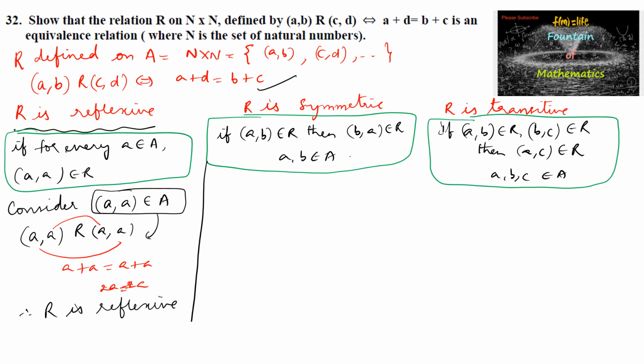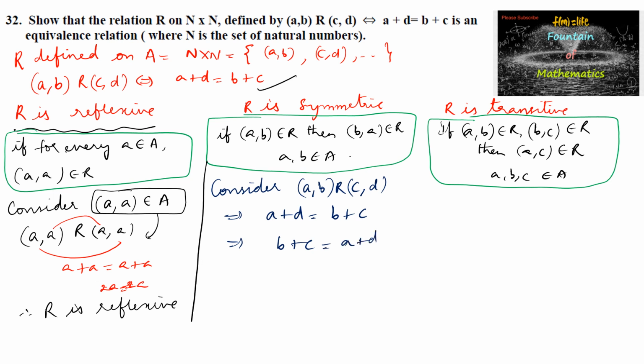And now for symmetric, let us consider (a, b) is related to (c, d), means ((a, b), (c, d)) belongs to R. So when (a, b) is related to (c, d), as per the definition, we can say that a + d = b + c. Or this can also be written as b + c = a + d. And we know that addition is commutative, so we can also write c + b = d + a.